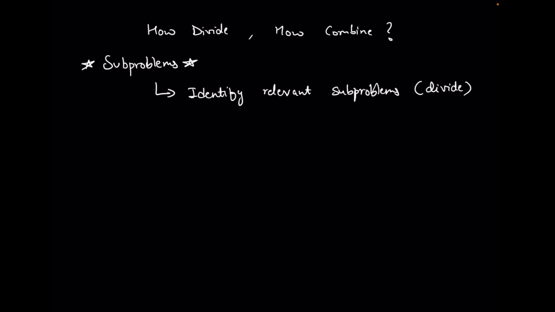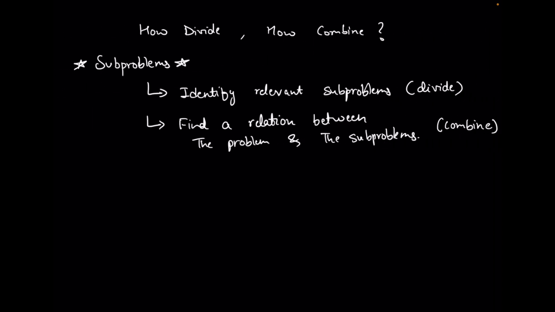To combine the solutions of the subproblems to get a solution of the original problem, you need to have some kind of a relation between the problem and the subproblems, right? And if you have this relation between the problem and the subproblems, you can easily, using that relation itself, combine the answers to the subproblems to get the answer to the original problem, right? Now, how do we identify the relevant subproblems? That goes hand in hand with finding a relation between the problem and the subproblems.